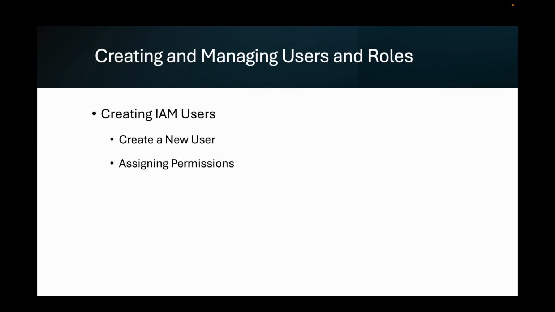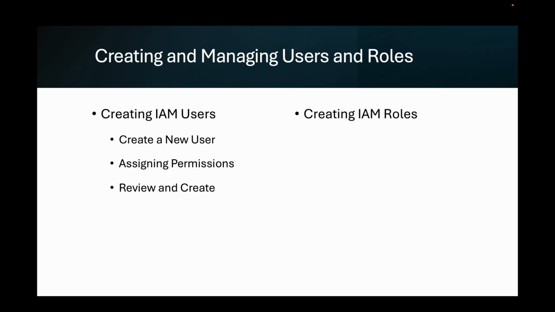Then we also have assigning permissions. On the next screen, once you create this user, you can attach policies directly to the user or add the user to a group. Best practice would be to use IAM groups to assign permissions instead of attaching policies directly to the user. And then finally, you review and create. After reviewing the configuration, you click the create user button. Provide the user with the login credentials, either access keys for CLI or API access or a login URL for console access.